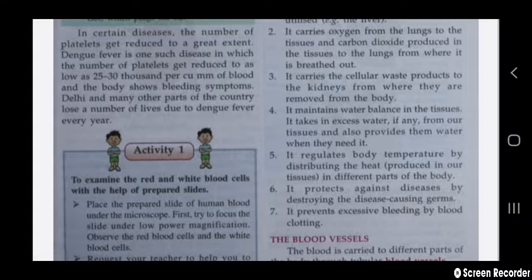And it also provides the tissues some water if it is required. It regulates our body temperature by distributing the heat that is produced in some of the tissues to the different parts of the body. Also it protects our body against some diseases, and it prevents bleeding by making the blood clot. As you know, the platelets do this work.